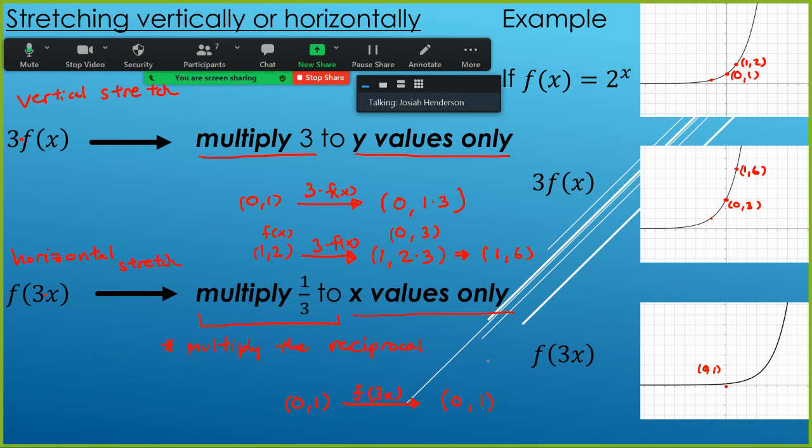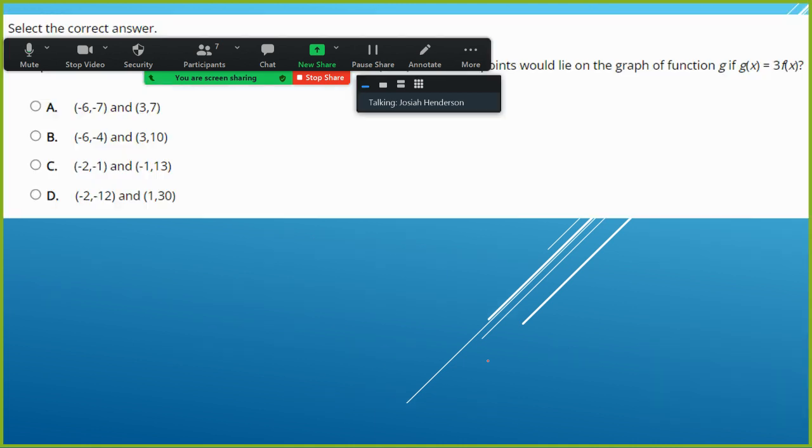We've only got a few minutes left. I want to show you some examples from Momentum that use these two rules for vertical stretches and horizontal stretches. So let's see. Here's the first one.